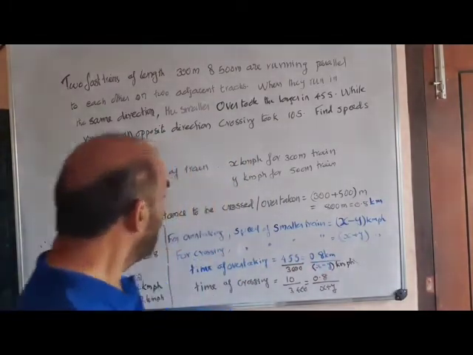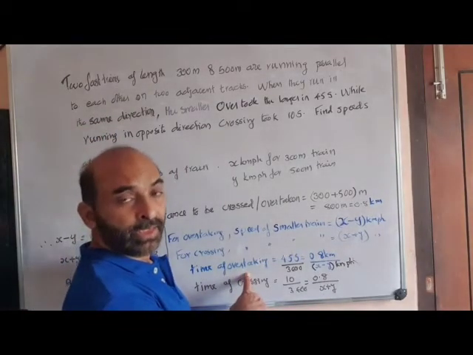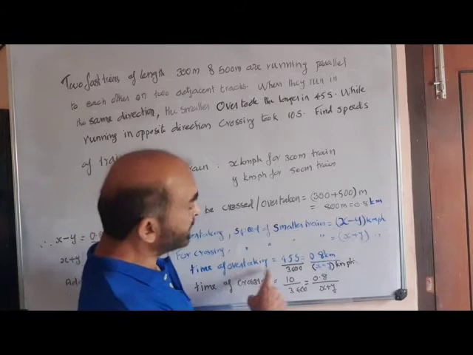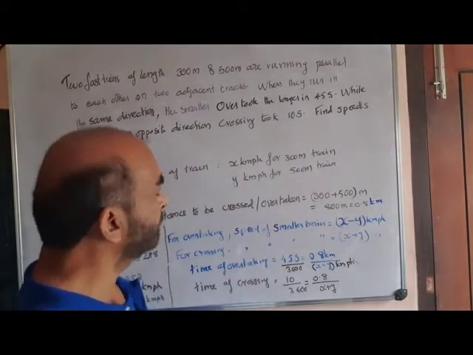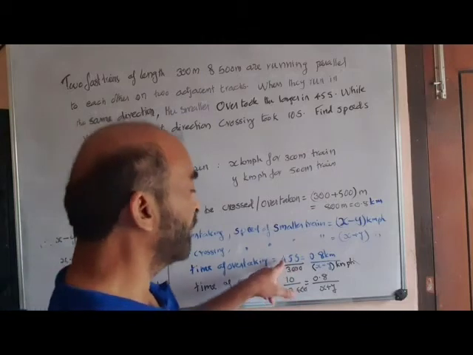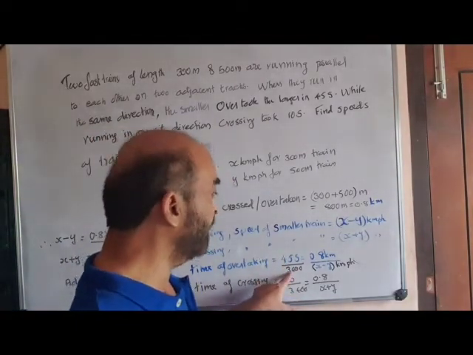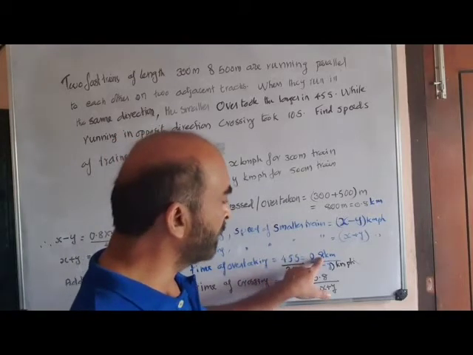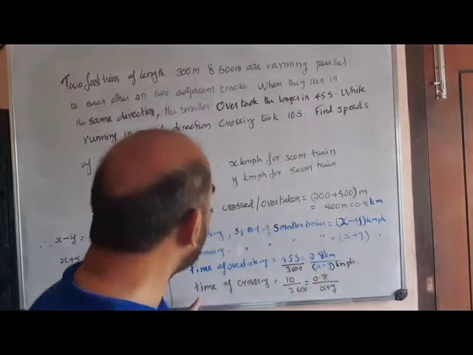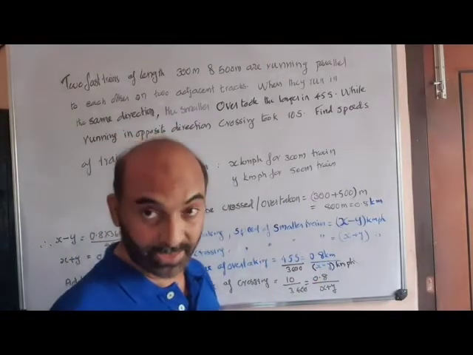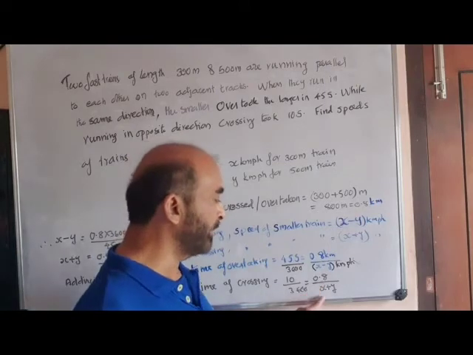Time of overtaking, what is that? Distance by speed. Time of overtaking is 45 seconds, it is given in the question. So 45 by 3600 is equal to distance 0.8 kilometer by speed x minus y kilometer per hour. And the time of crossing is 10 seconds, given. 10 by 3600 hour is equal to 0.8 by x plus y.